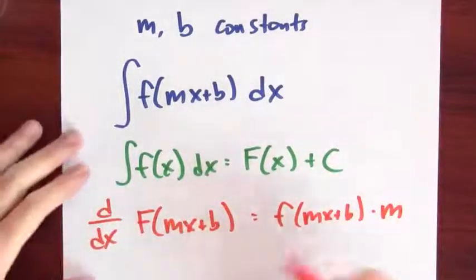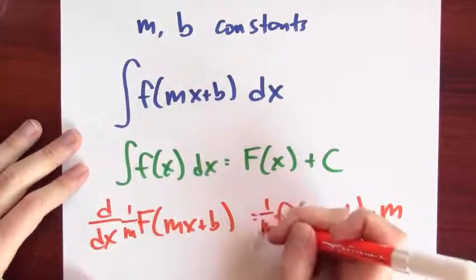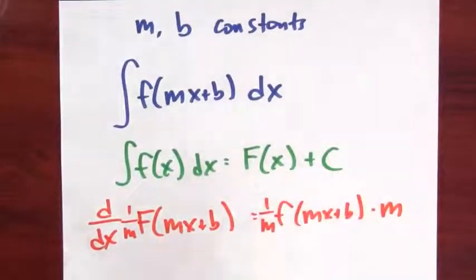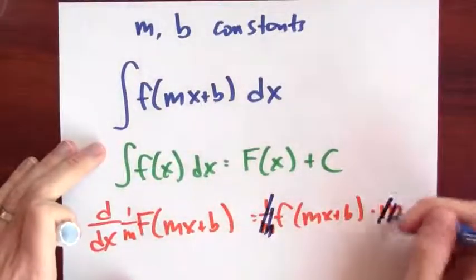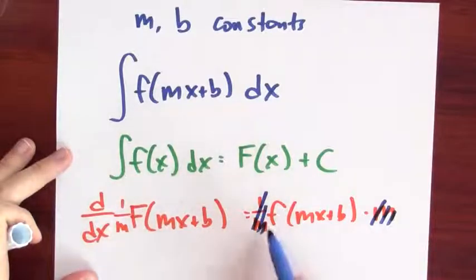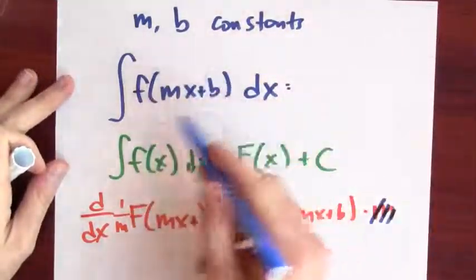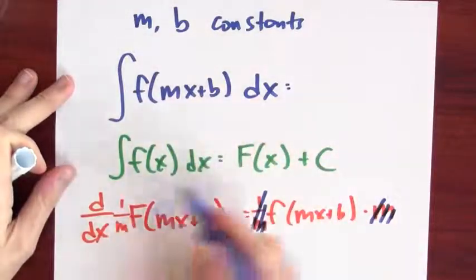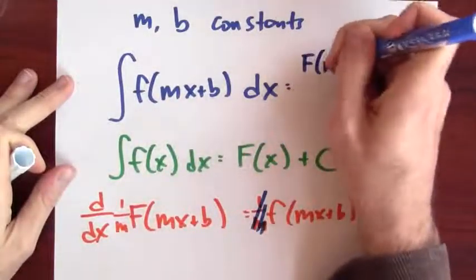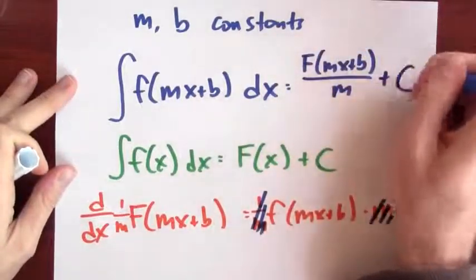Now I can fix this. If I include a factor of 1 over m here, then I get a factor of 1 over m here, and that's great because then this 1 over m and this m cancel. So here I've got a function whose derivative is f of mx plus b. In other words, the antiderivative of f of mx plus b is this, right? It's big F of mx plus b divided by m plus c.